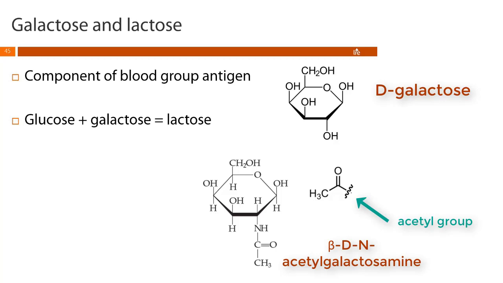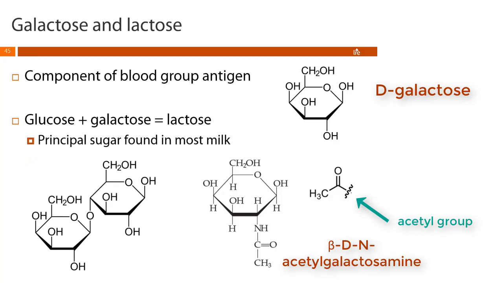And another reason galactose is important is because along with glucose, it makes up one of the most important disaccharides, lactose. Lactose is formed from a galactose residue and a glucose residue, and it's going to be the principal sugar found in milk.